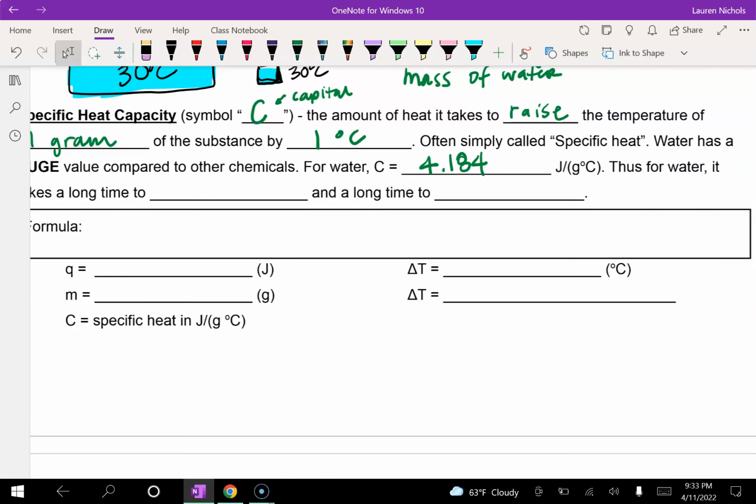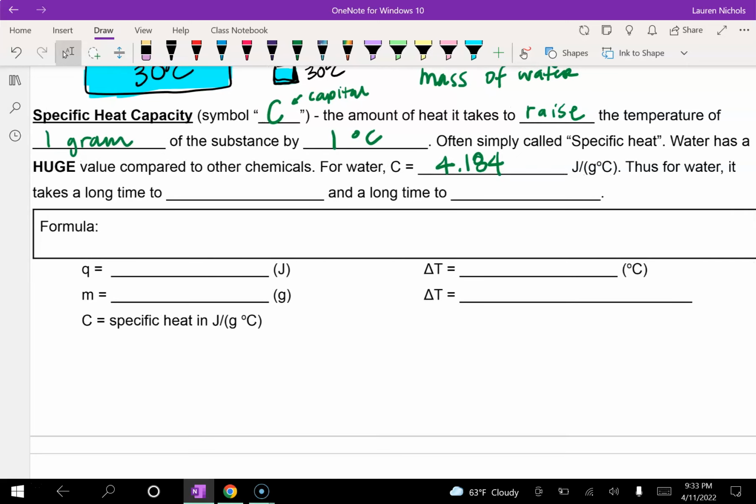So for water, what this implies is that it takes a long time to heat up, but that also means it takes a long time to cool down as well. This is why in a pool, you might have a pool full of water during the summertime, and it feels great. But the concrete or the wood around the pool is about to burn your feet, or the sand at the beach.